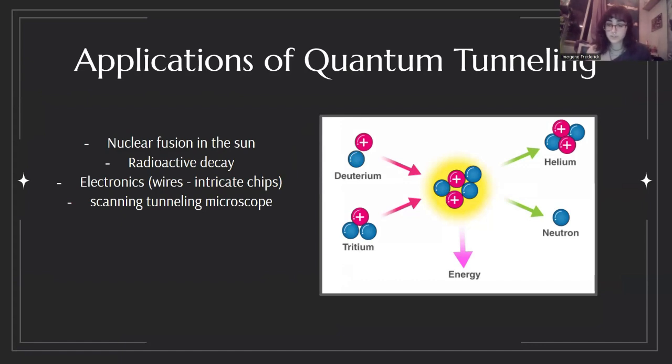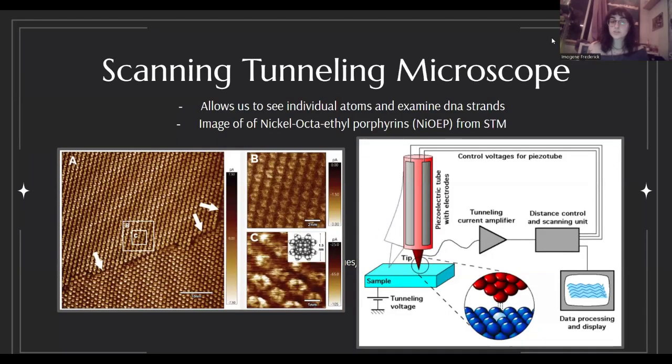One of the coolest things that has come from our studies of quantum tunneling is actually the scanning tunneling microscope. Okay, so this scanning tunneling microscope effectively works to allow us to see individual atoms and examine DNA strands. The way that it works is basically by running a voltage through this metal tip of our scanner and through the sample down here. Then we run this tip very, very close to the surface of the sample, but without touching.